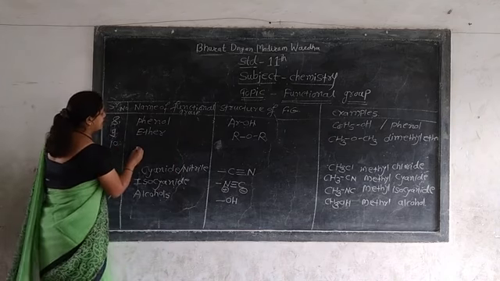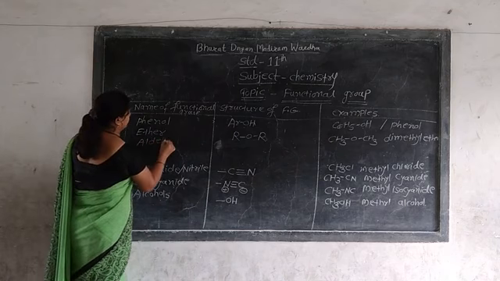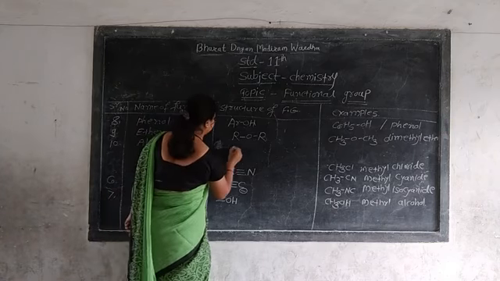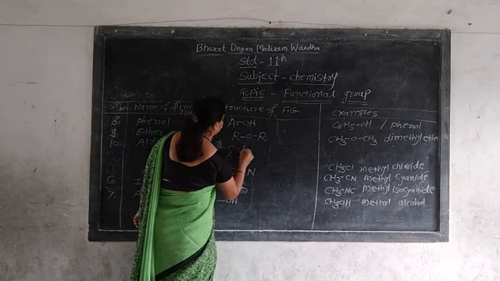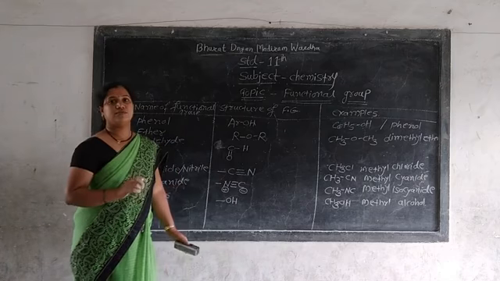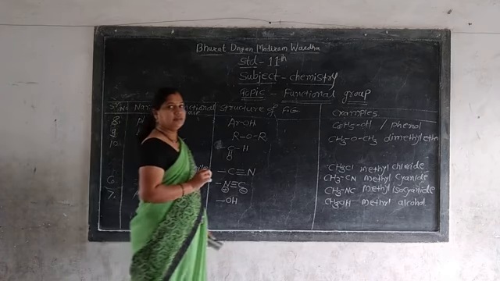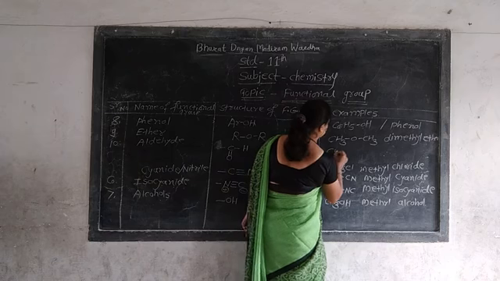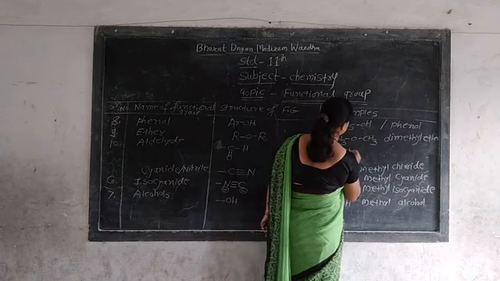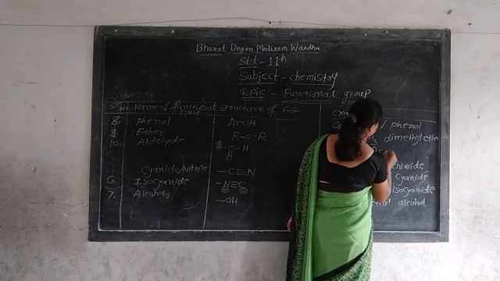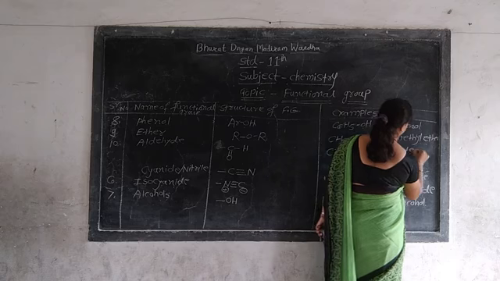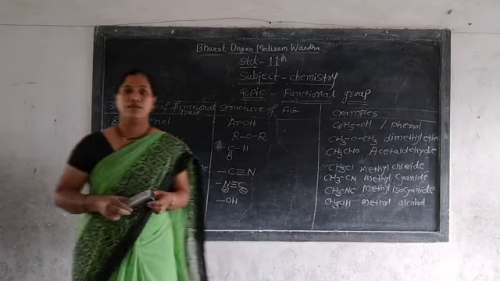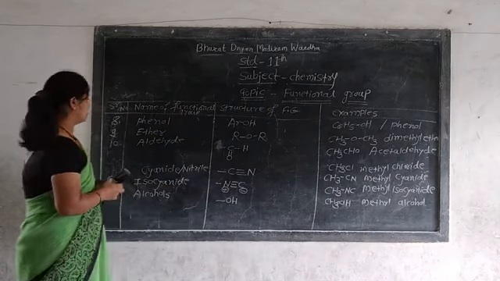Next is aldehyde. As aldehyde contains a carbon double bond oxygen and one hydrogen, CHO is the functional group of aldehyde. Here we take the example CH3CHO, and the name is acetaldehyde. So these all are examples of various functional groups.